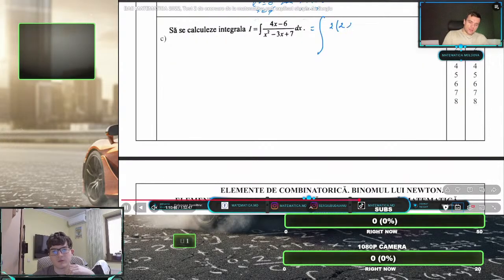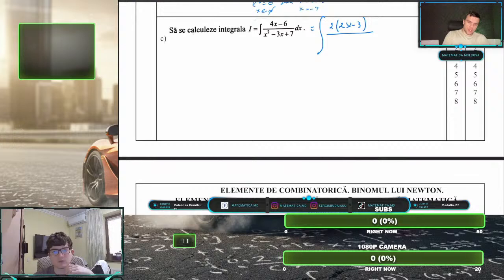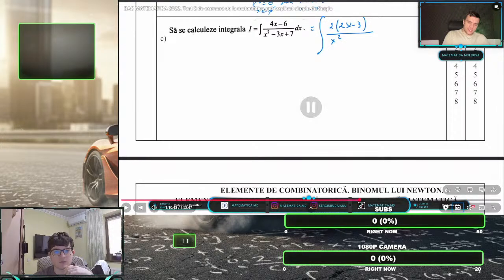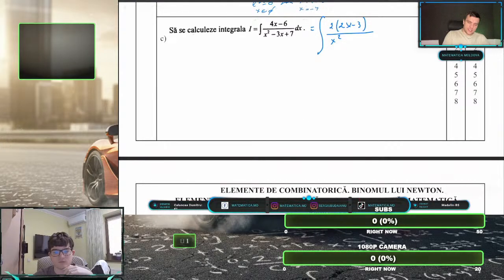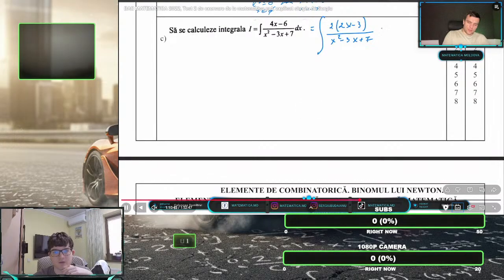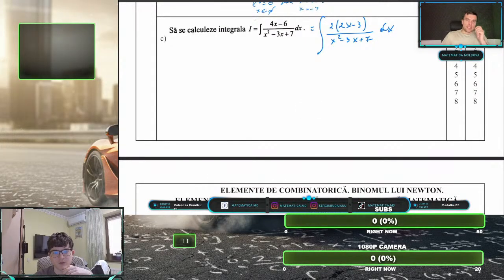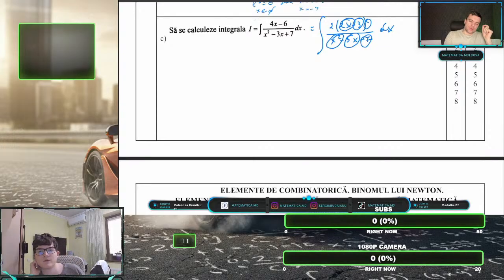Now the integral. Just pop 2 up front. Now below you have x second power there and so on, minus 3x plus 7 dx. Here I think it's something like integration by parts or something like that. I don't really remember that.